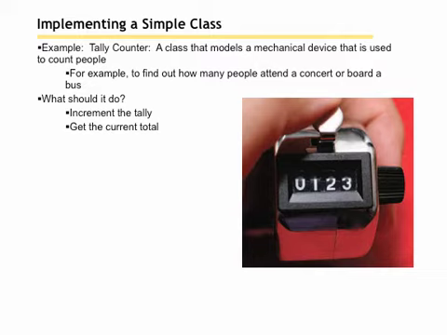So let's think about a simple class. Let's assume that we want to implement a tally counter. Note in the picture, it models a counter where one just clicks a button and it increases the counter. This can be used frequently to keep track of people entering a room, say, or people going through a turnstile. If we create a TallyCounter class, it can model the mechanical device that is used to count people, for example, to find out how many people attend a concert or board a bus. And what would it do? It would increment the tally and it would get the current total. Because if you think about it, with a mechanical tally, that's all it does. You increment the counter and you get the total.